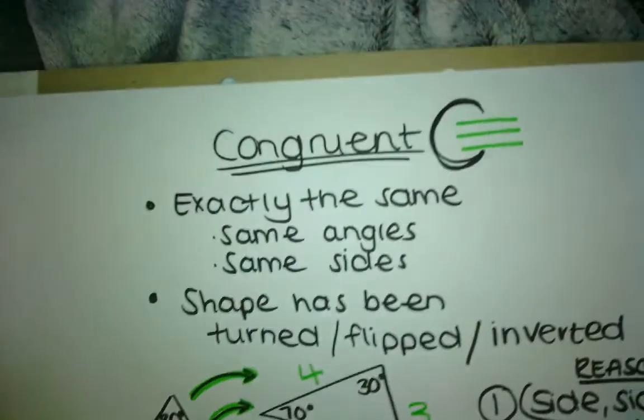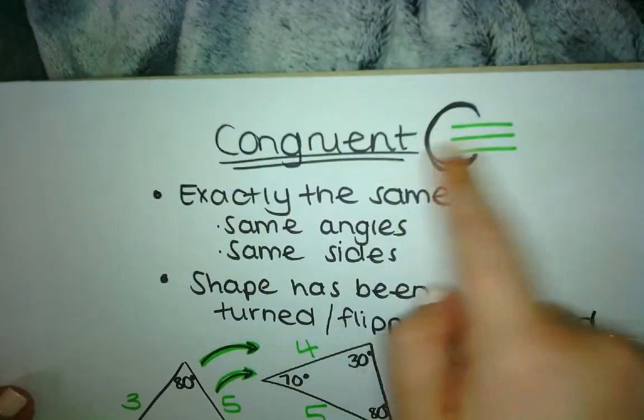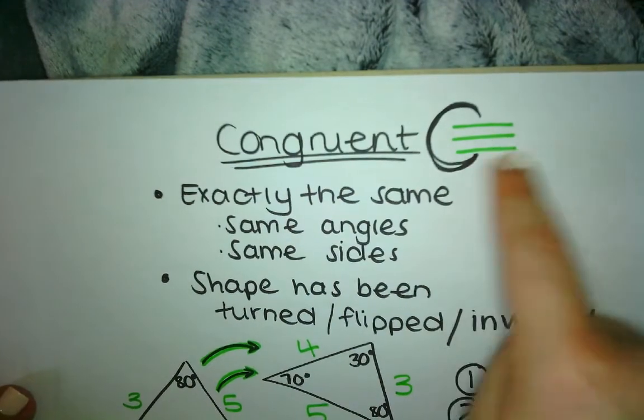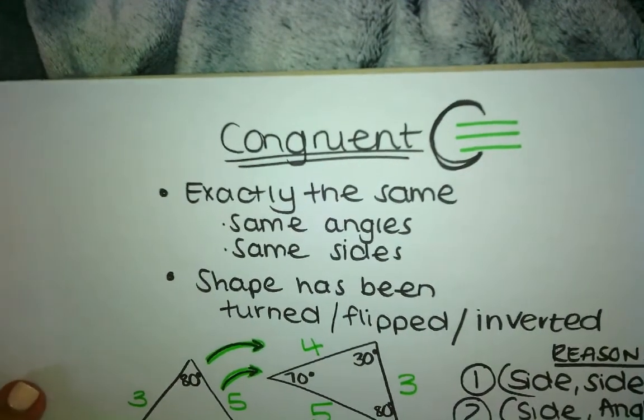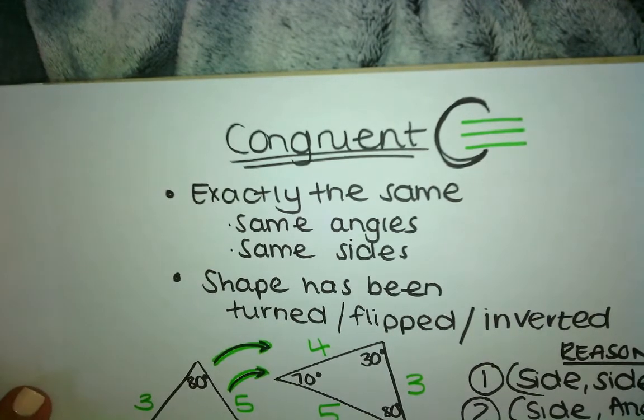So congruent, I like to think of it as a little bit of a European euro sign or whatever. So you've got all the lines going that way. Congruent is when the shape is exactly the same. All they've done is they've just turned it and they've moved it around.